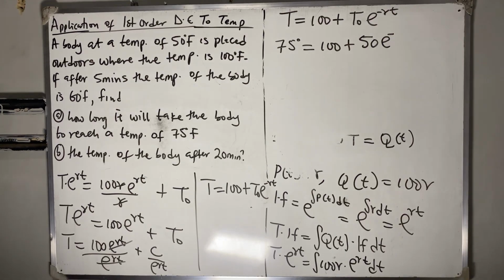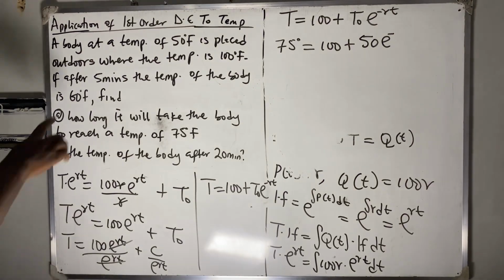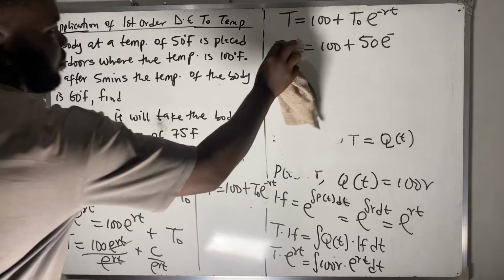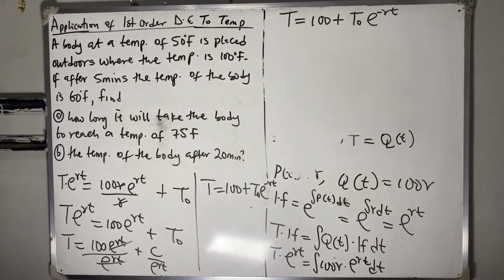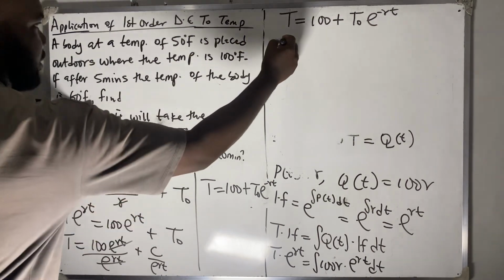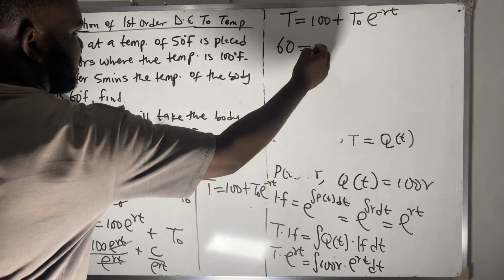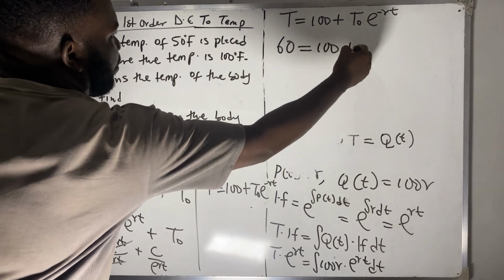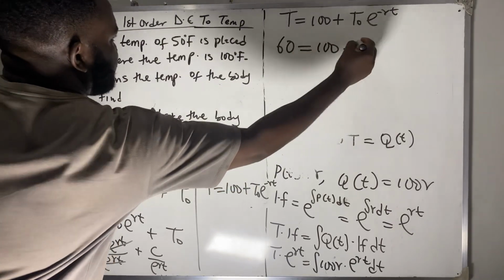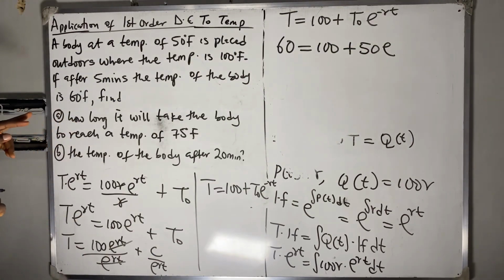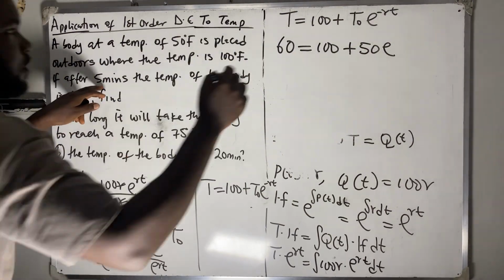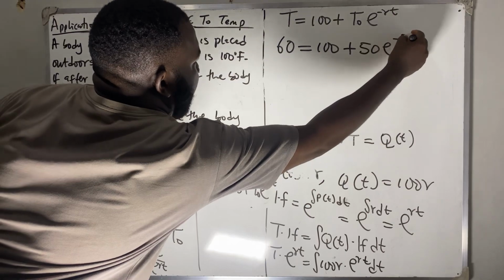Okay, for us to calculate the rate, we can calculate the rate using these 5 minutes. So before this, this is our question. So let us calculate the rate so that everything will match. To calculate the rate, we are told that the temperature of this body is 60. When the temperature of this body is 60, we have 100 plus the initial temperature, 50, so 50 exponential, at what time? At 5 minutes. So we have minus 5R.